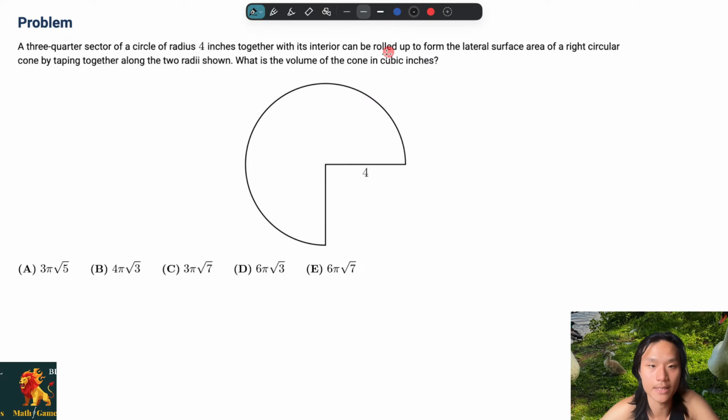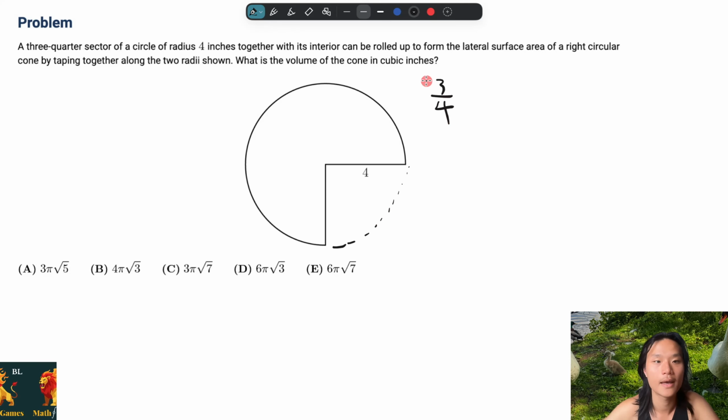So what that means is we have a 3/4 sector, right? Because this bit is cut out. So this is 3/4 and the radius is 4. So these are the radii. And it's saying that if we connect these two sides, okay, then we can form a right circular cone.